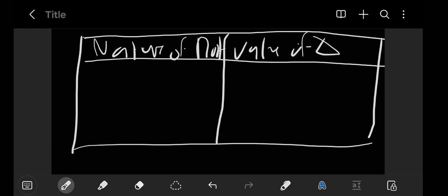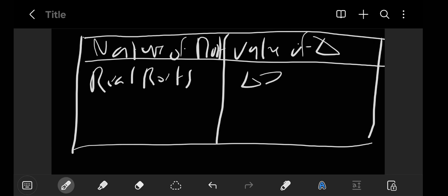So if we have real roots for an equation, we know that our discriminant is greater than or equal to 0. We say that it has real roots. 0 is considered to be a real root, because 0 is a perfect square, you agree, right? So the square root of 0 is actually 0.